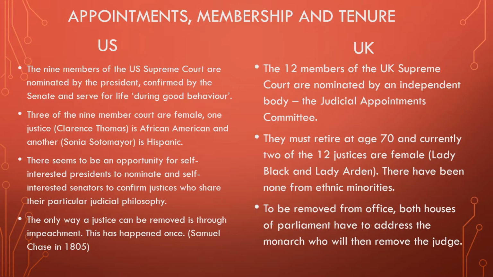What you can't argue about is how you can be removed from office. To be removed from office in Britain, both houses of Parliament have to address the monarch, who can then remove the judge. So you have to have both houses of Parliament come together and agree that this person has acted in a way that is against what the Supreme Court should be, and then the Queen or King has to remove the judge. And that's kind of a ceremonial thing. Once the two houses have come together, it's kind of done at that point.